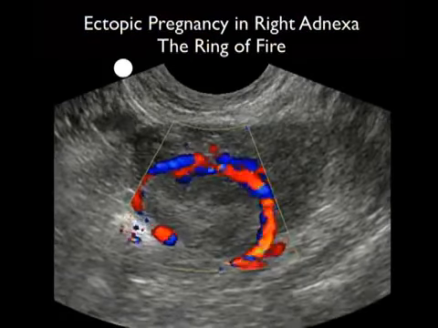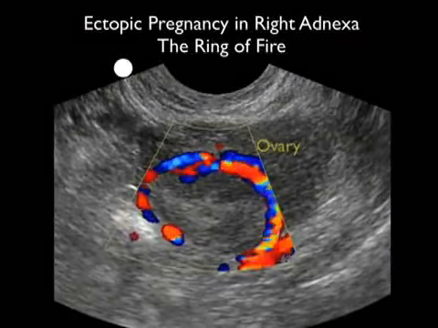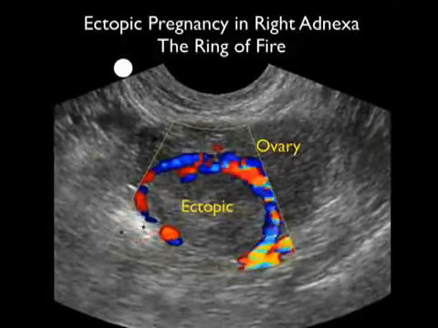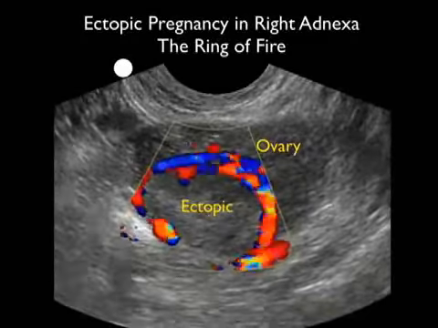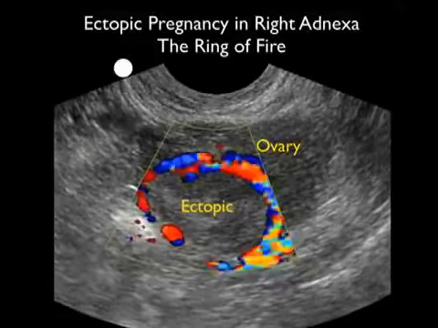And what's interesting is, as we put Doppler flow on that complex pelvic mass, we notice the presence of the ring of fire, very suggestive of an ectopic pregnancy. And the reason for the ring of fire is that the ectopic pregnancy pulls a huge amount of vascularity towards it. And using the Doppler, we can see the separate ectopic from the ovary above it.